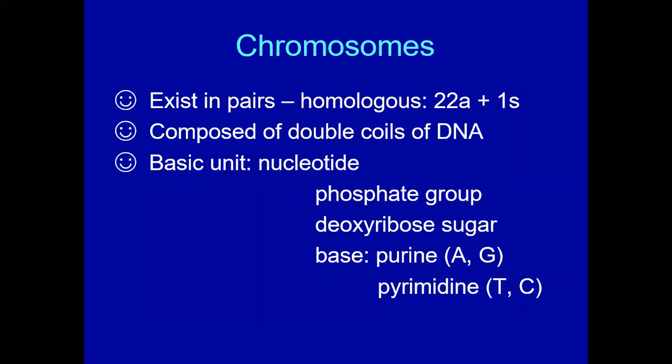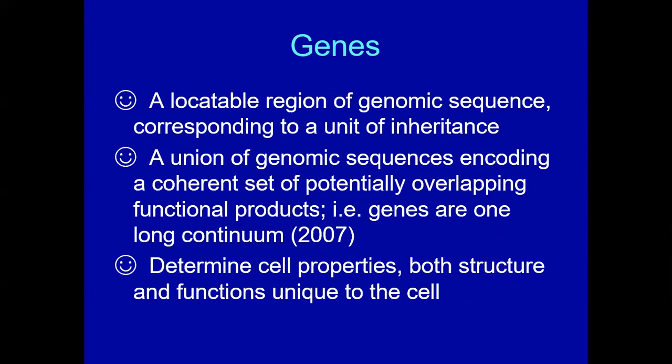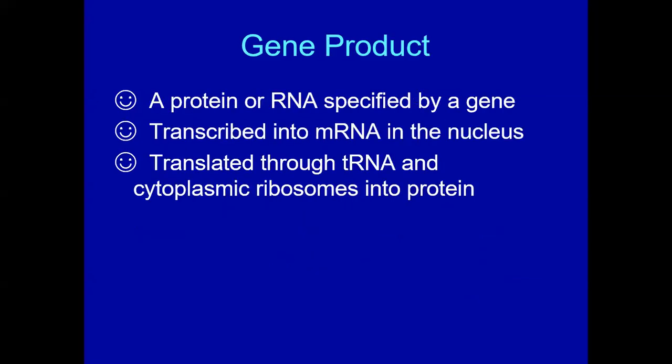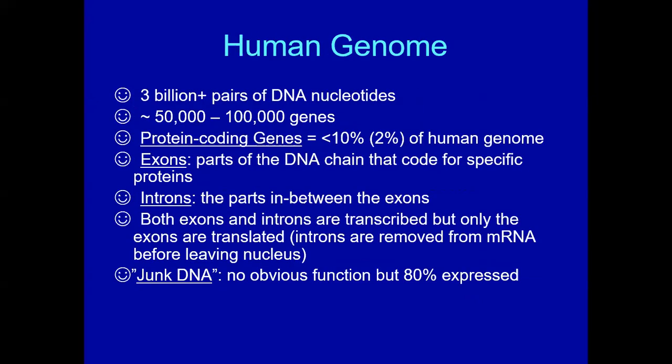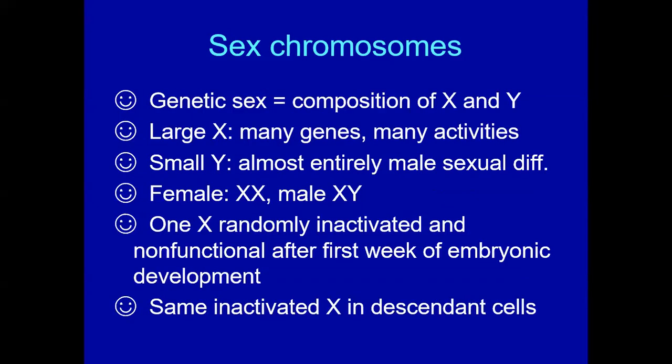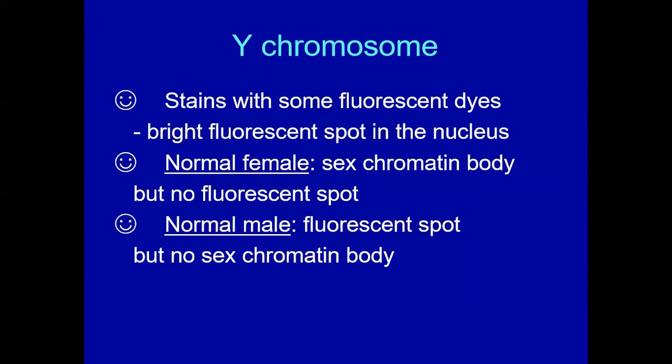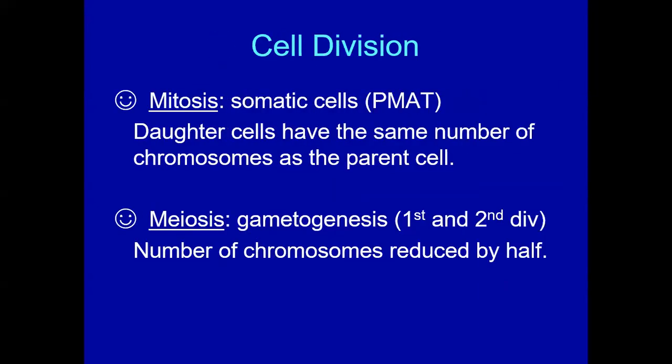So now we can also look at the chromosome. What is the function of the chromosome, the number of chromosomes, how many chromosomes there are, and in which cells they are found? And then what genes are, what the genome is, what the gene product is, and the human genes, most probably the sex chromosomes. After that we can also do the X chromosomes.